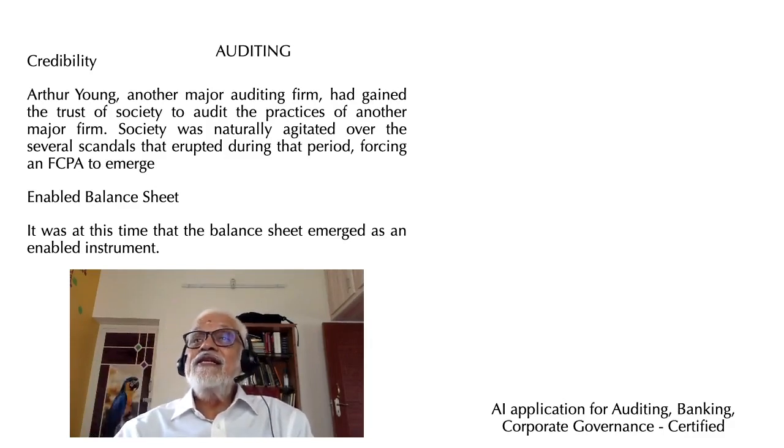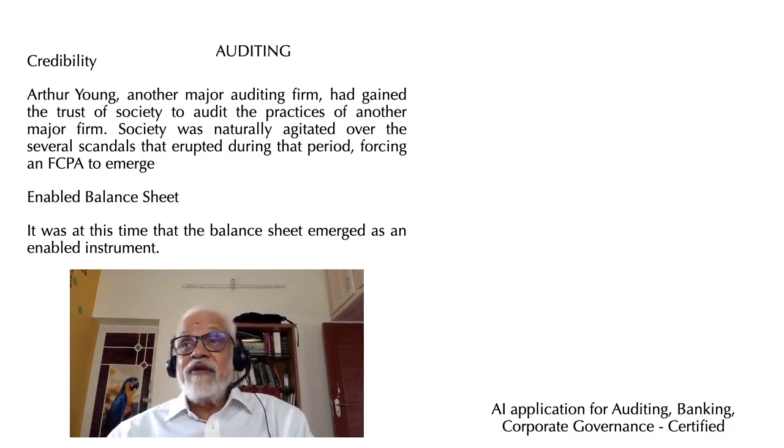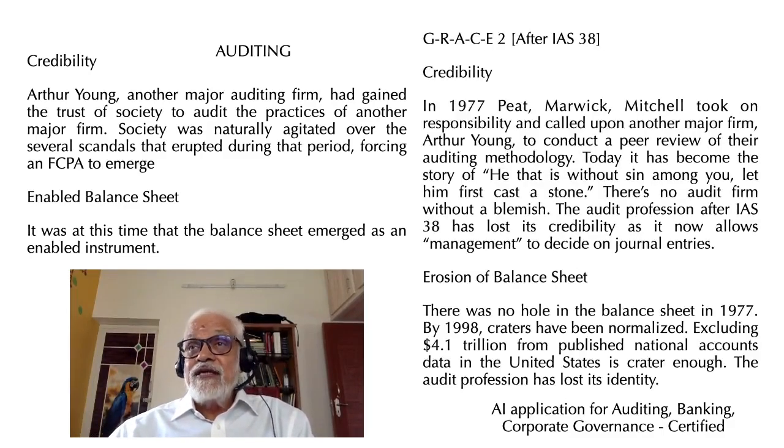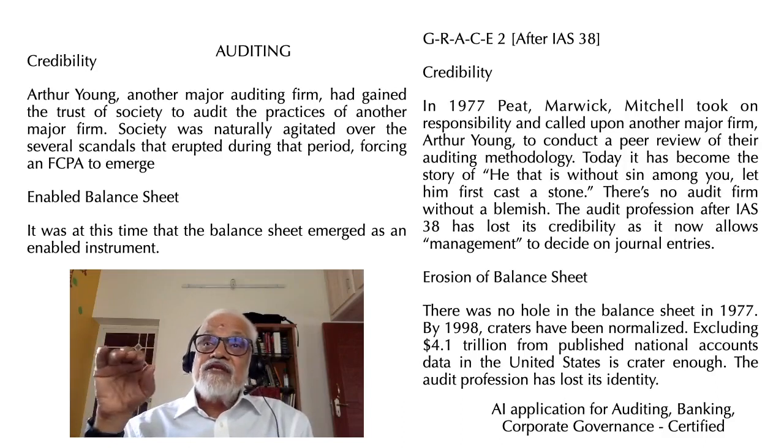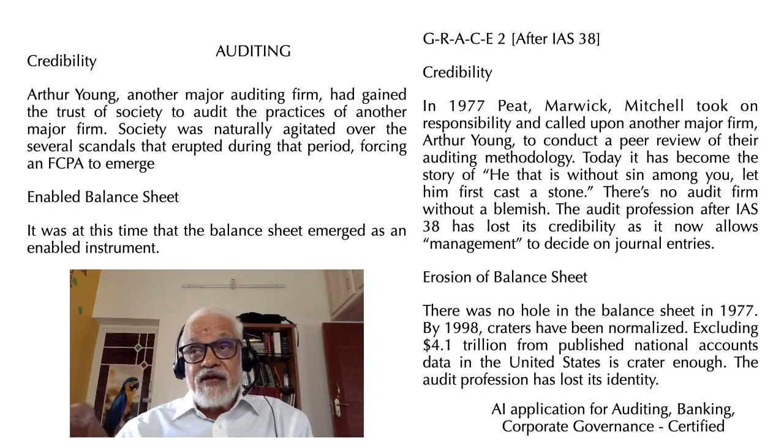What happened to credibility? In 1977, Peat Marwick Mitchell took on responsibility and called upon another major firm, Ernst & Young, to conduct a peer review. Today, it has become the story of he that is without sin among you, let him first cast a stone. There is no audit firm without a blemish. The audit profession after IAS 38 has lost its credibility, as it now allows management to decide on journal entries.